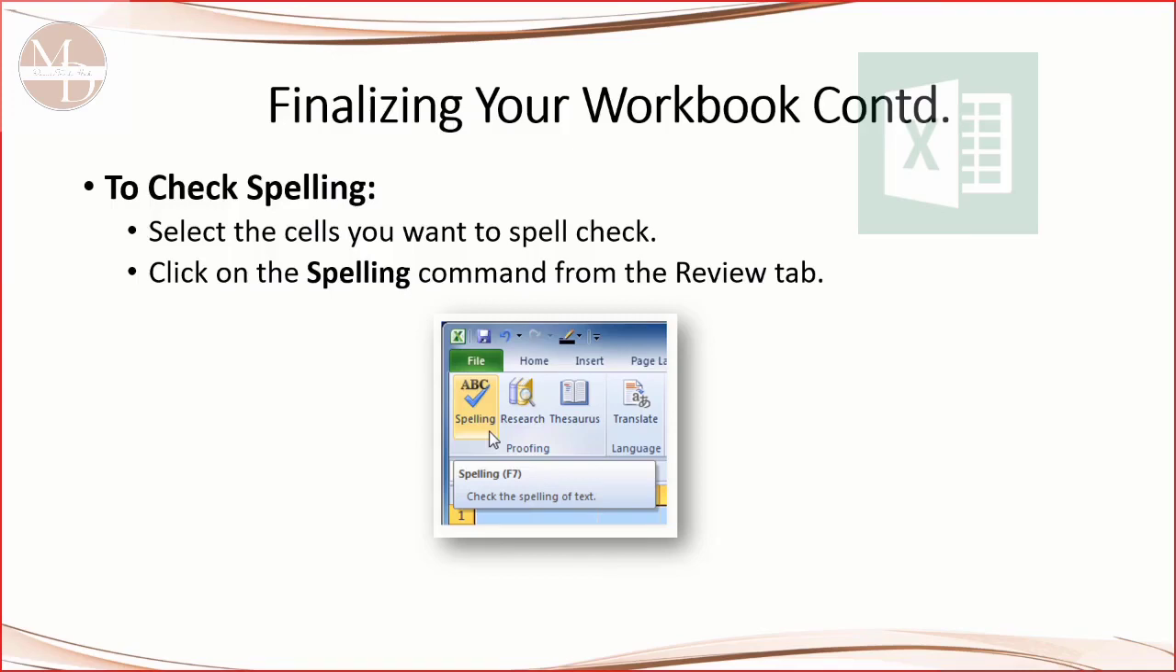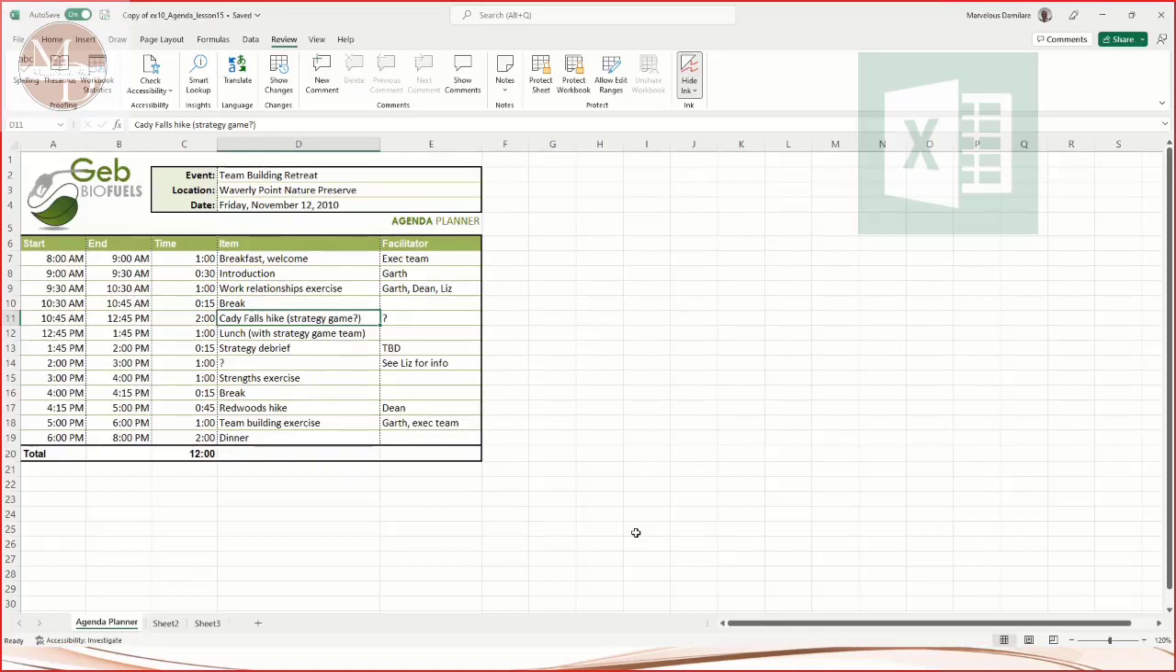Spelling. So select the cell you want to spell check. Click on the spelling command. Now let's go back. Let's assume here we want to spell check here. Let me make the word breakfast, I want to write it wrongly.